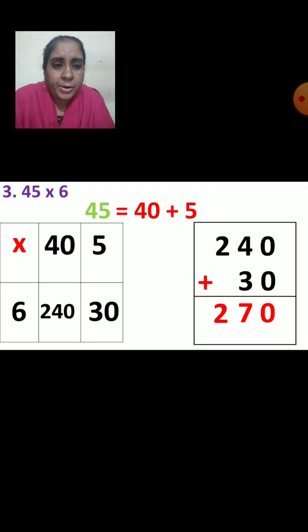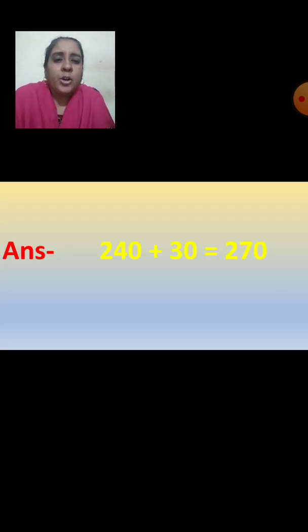270. So, your answer is 240 plus 30 equal to 270. I repeat, what is your answer? 240 plus 30 equal to 270. Understood, children? This is the way you have to find the answer. First you have to multiply, then you have to add, and then you have to write the answer. Okay?